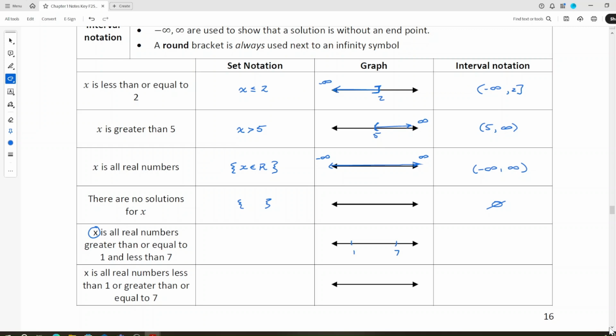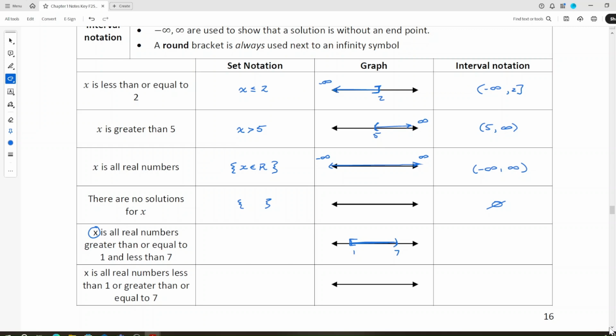Now, x is all real numbers greater than or equal to 1, which would be this way. That's greater, right? Pointing towards the 7. And less than 7. Less than is a round bracket and with an arrow going to the left. So this is what I call an x sandwich. X is sandwiched between the 1 and the 7.